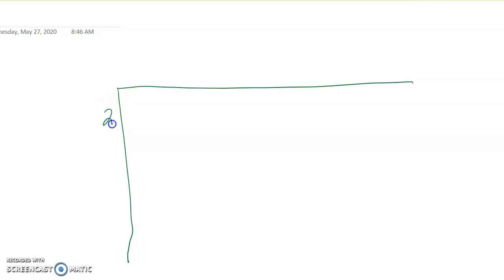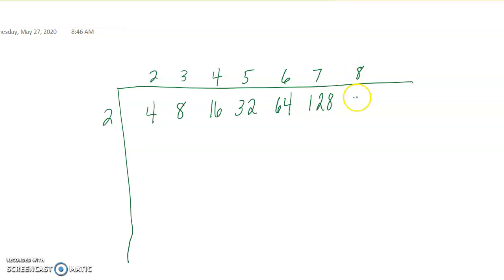So, for example, if I put a 2 here, you have to know that 2 to the power of 2 is 4, and 2 to the power of 3 is 8, and 2 to the power of 4 is 16, 2 to the power of 5 is 32, 64, 128, and 2 to the 8th is 256. I don't think we have to go much higher than that.